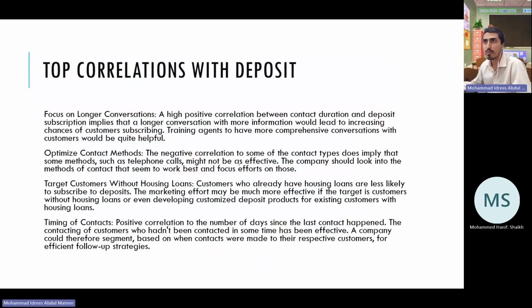Top correlation with deposit: focus on a longer conversation, optimize contact methods, target customers without housing allowance, timing of contacts. Positive correlations: focus on a longer conversation. If you see in the previous slide, a high positive correlation between contact duration and the deposit subscription implies that a longer conversation helps. Optimize contacts: the negative correlation in some contact types is what the heat map tells us. And the timing of contacts, because of the positive correlation to the number of days since the last contact.